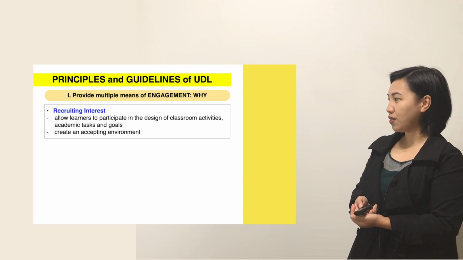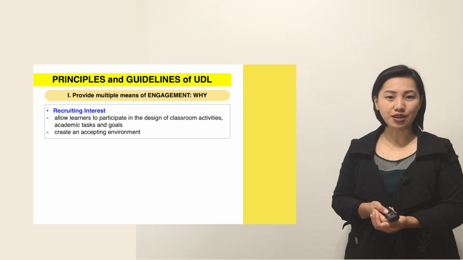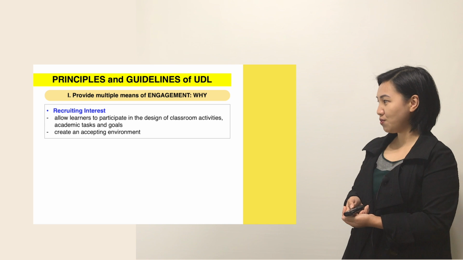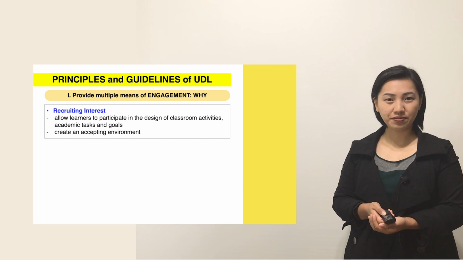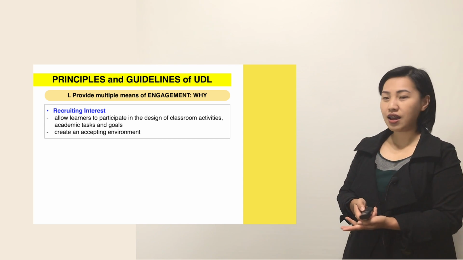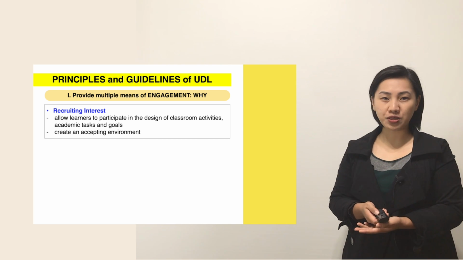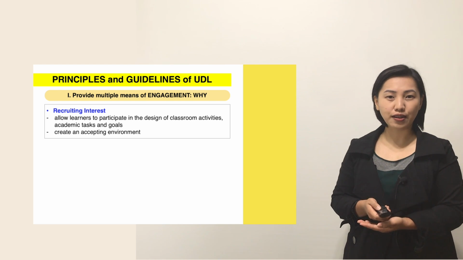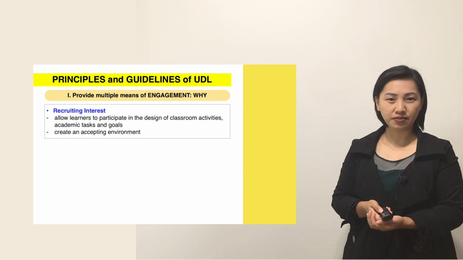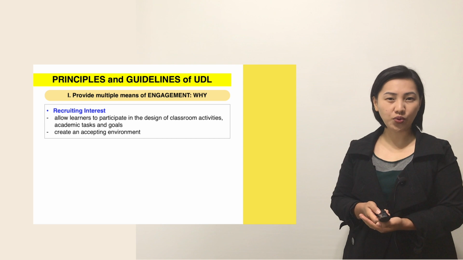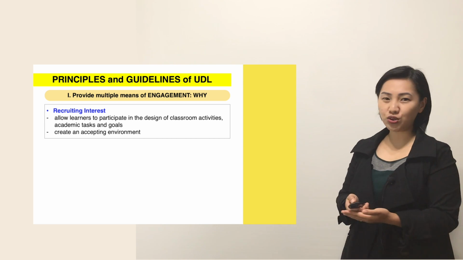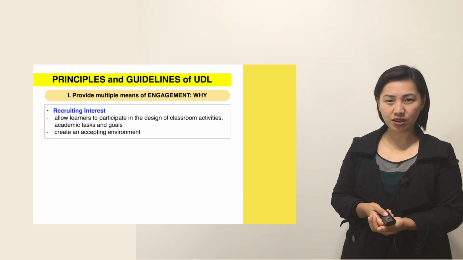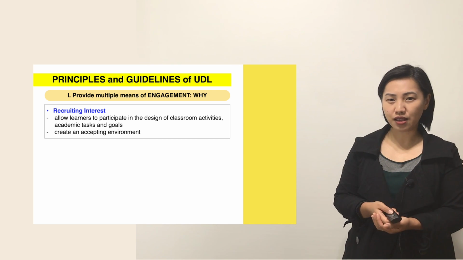In this principle, consider recruiting interest. How? So we have two suggestions here. One, allow learners to participate in the design of classroom activities, academic tasks, and goals. Why should we allow them, or why should we let them join when we plan for our activities, academic tasks, and goals?